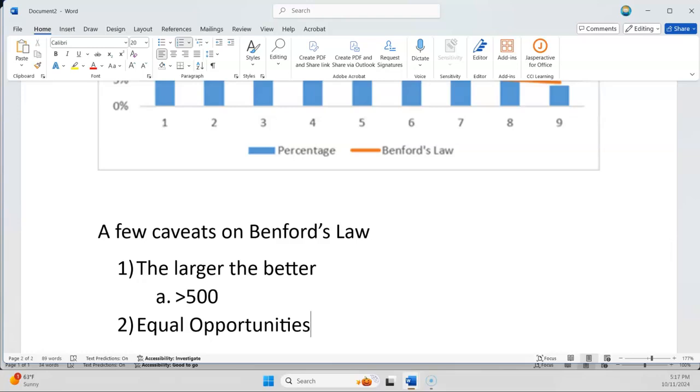Something else, like a web hosting company that only charges its customers either $49.99 or $79.99 would be unsuitable because the numbers 4 and 7 are the only ones that would pop up, so there isn't an equal opportunity for each of those to happen.